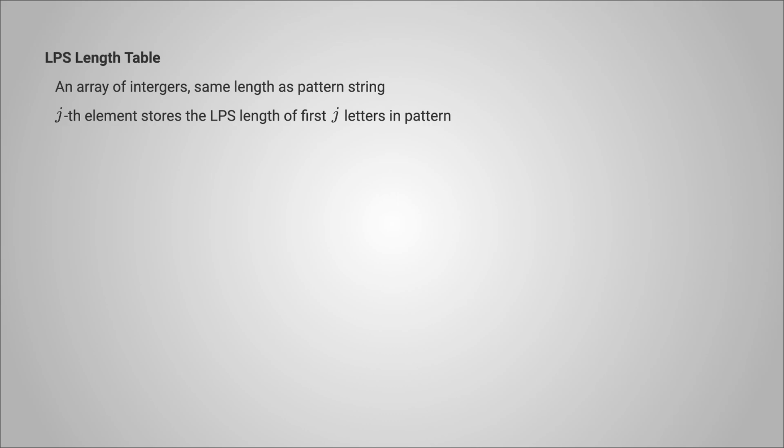KMP algorithm uses the length of LPS at each ending position of the pattern string. This information is stored in an array called the LPS length table, which has the same length as the pattern. The j-th element in the table stores the LPS length of the first j letters in the pattern string. Let's take an example of what this table looks like. Notice that here we're focusing on the definition. How to efficiently construct it will be covered later.